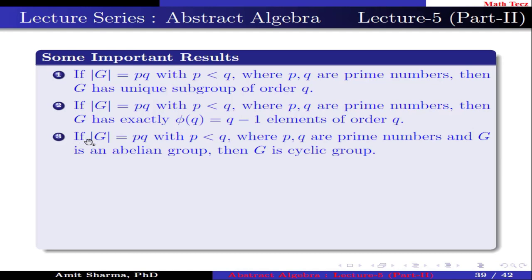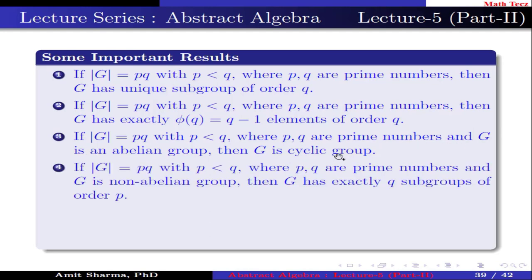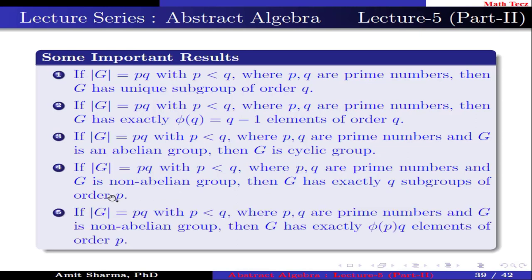Number 3, if order of G is pq with p less than q, where p and q are prime numbers, and G is an abelian group, then G is a cyclic group. Number 4, if order of G is pq with p less than q, where p and q are prime numbers, and G is a non-abelian group, then G has exactly q subgroups of order p.